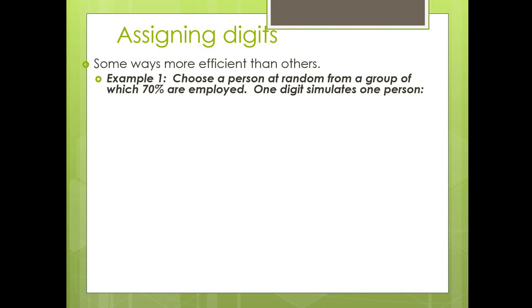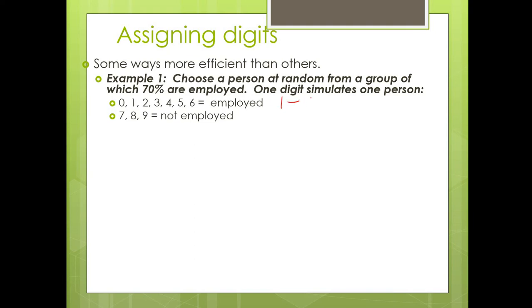For example, let's say we were choosing a person from a group where 70% are employed. I mean, we could do one digit representing a person. So we could do 0 through 6 are employed, and then 7, 8, and 9 are unemployed. You could do 0, 1, 2 are unemployed, and then 3 through 9 are employed. That doesn't matter.